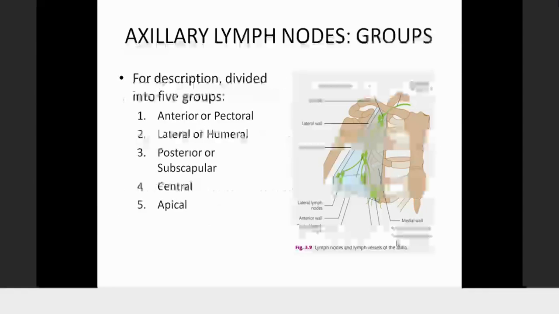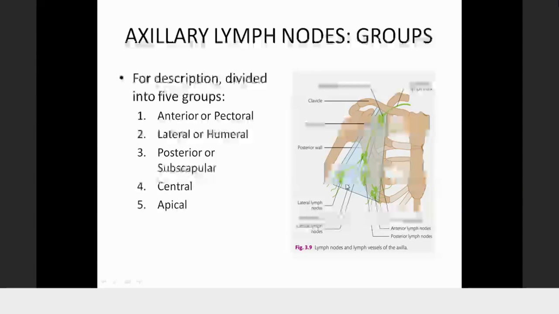Now you must be knowing, the axilla is a pyramidal space. The pyramidal space having a base and an apex. So you can see the walls of the axilla. This is the anterior wall. This is the lateral wall, the medial wall, posterior wall, and this is the base. And this is the truncated apex.